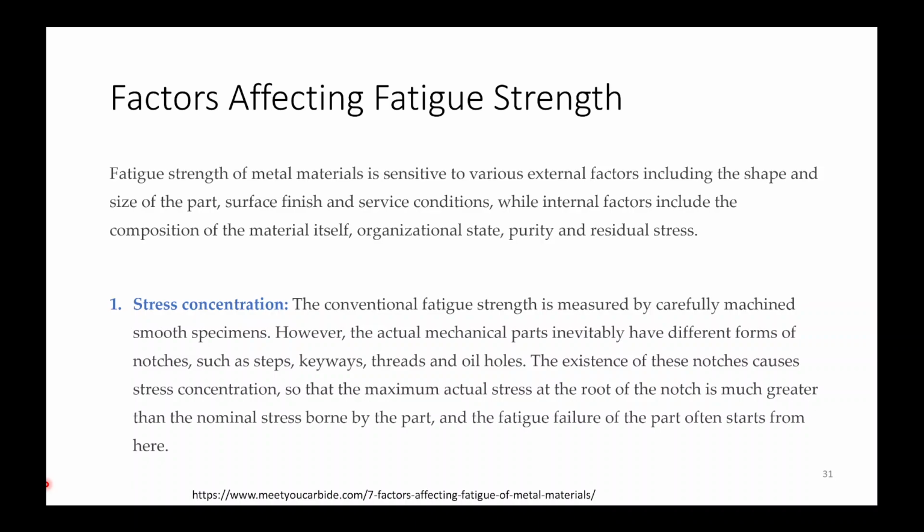So stress concentration, in this case the conventional fatigue strength is measured by carefully machined smooth specimens. However, the actual mechanical parts inevitably have different forms of notches such as steps, keyways, threads and oil holes. So the existence of these notches causes stress concentration, so that the maximum actual stress at the root of the notch is much greater than the nominal stress borne by the part, and the fatigue failure of the part often starts from here.